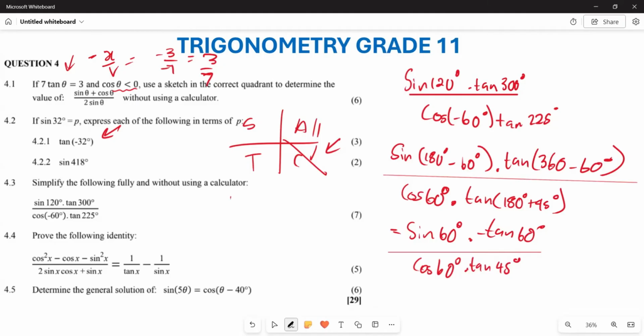And now from here, what is it that you're going to do? Now here you can use your special angles, right? Special angles or your special triangles. Now, what is it that you're going to do now? Sine of 60 degrees is actually the same as square root of 3 over what? Over 2. And when you say tan of 60 degrees, this is the same as square root of 3 over 1. This is divided by what is cos of 60 degrees? This is 1 over 2. Multiplied by tan of 45, which is the same as 1.